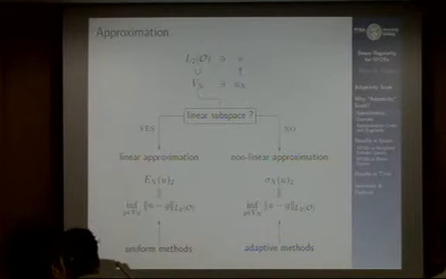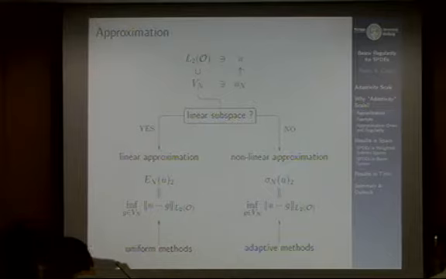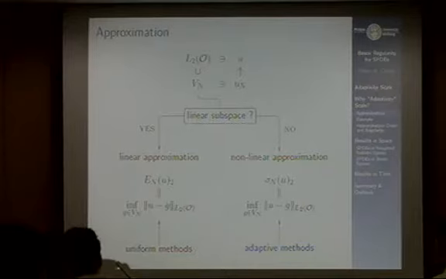But it turns out that sometimes it's very useful to choose these subsets in such a way that they are not linear subspaces anymore, so that, for example, the sum of two elements of Vn is not again in Vn, so we don't have a linear structure. Then we're talking about nonlinear approximation, and we will denote the minimal error we make by this.